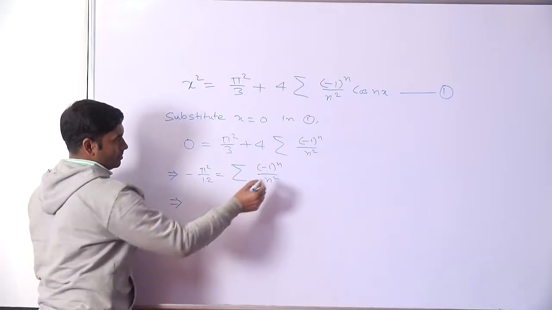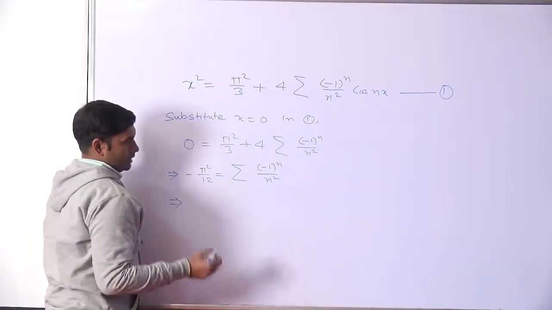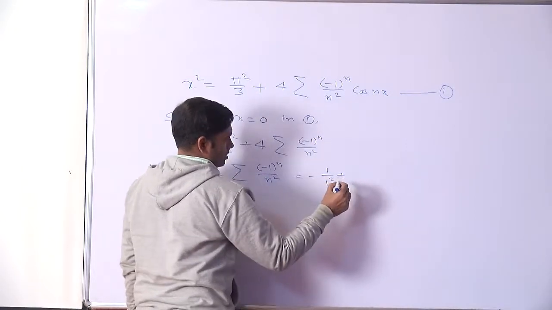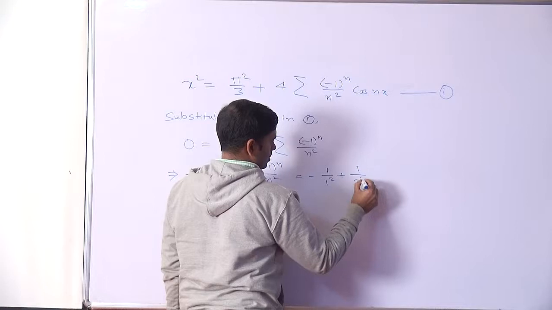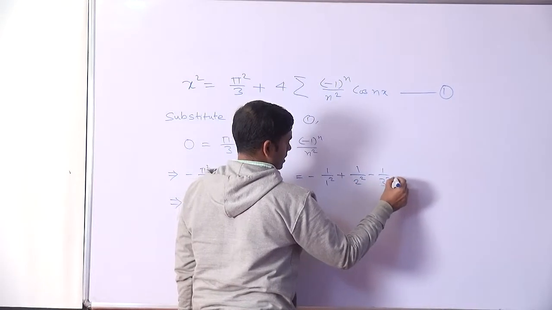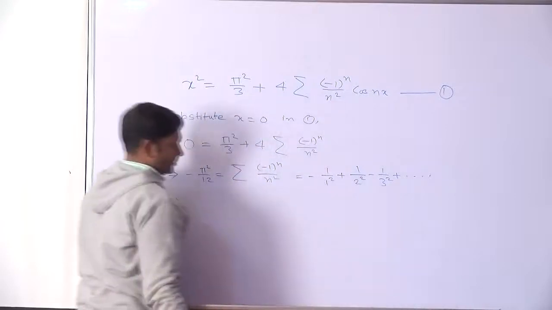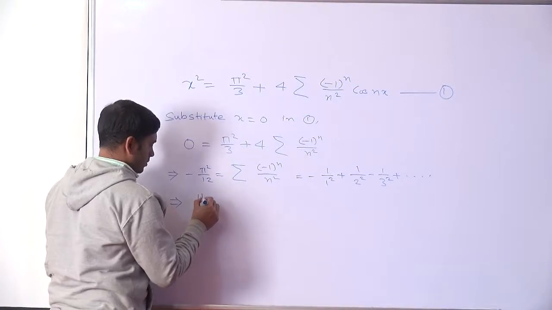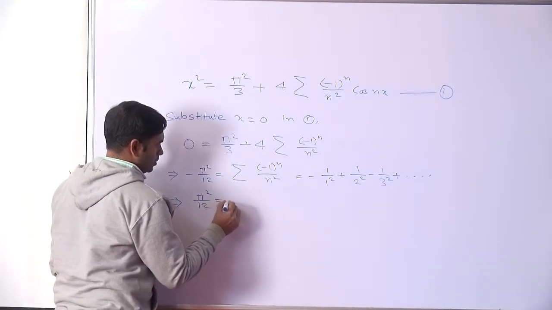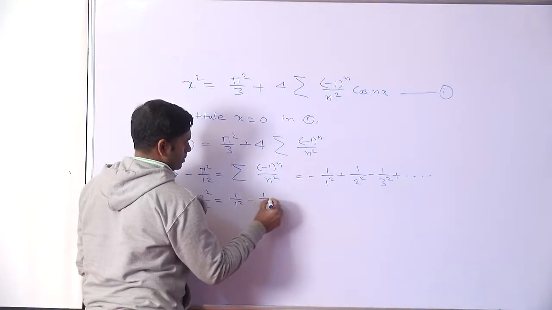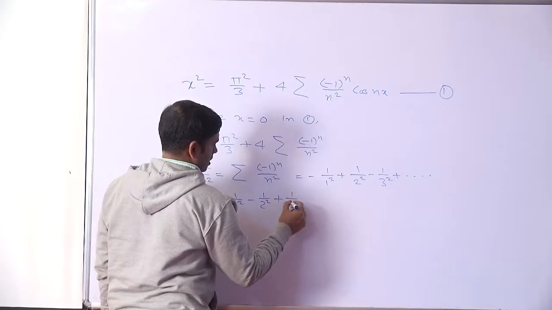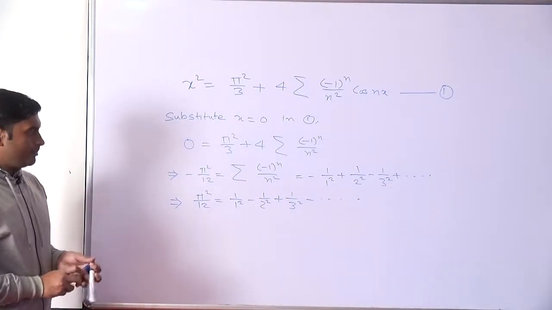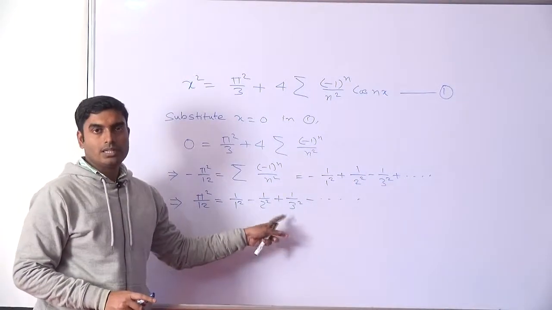Now if I expand this part, it will be -1/1² + 1/2² - 1/3² + and so on. Now multiply by -1 on both sides, then we get π²/12 = 1/1² - 1/2² + 1/3² - and so on. Now you see, this is an alternating series.